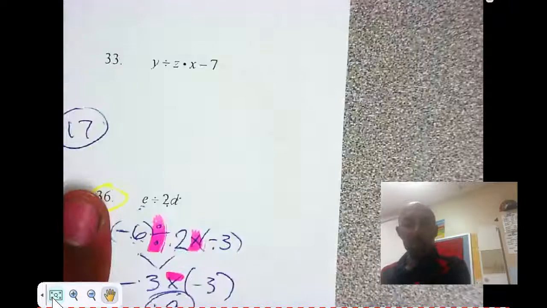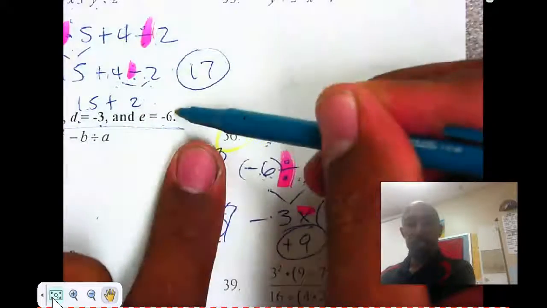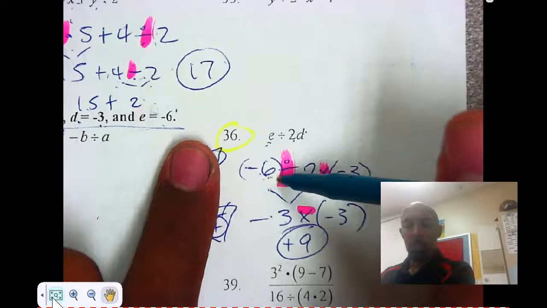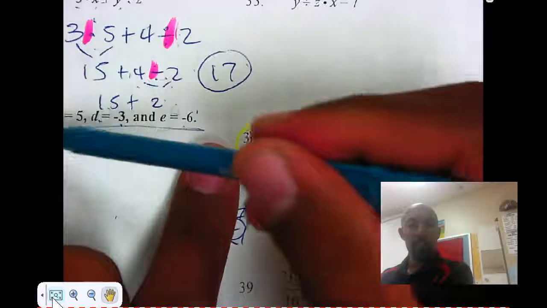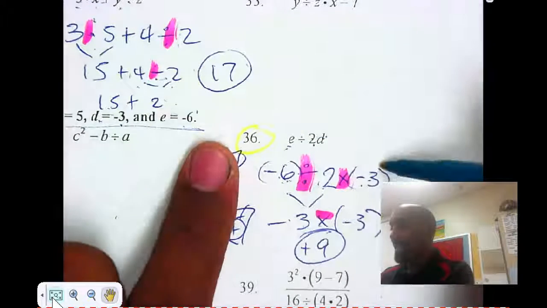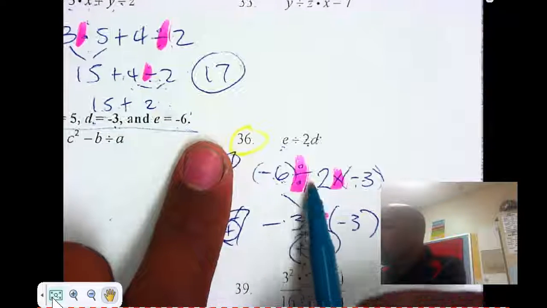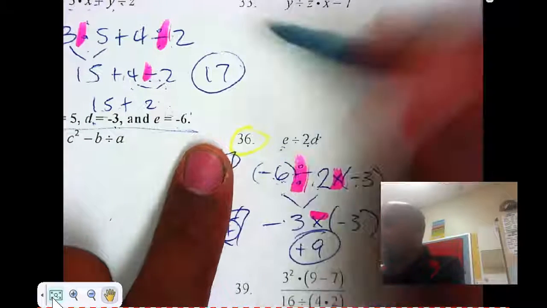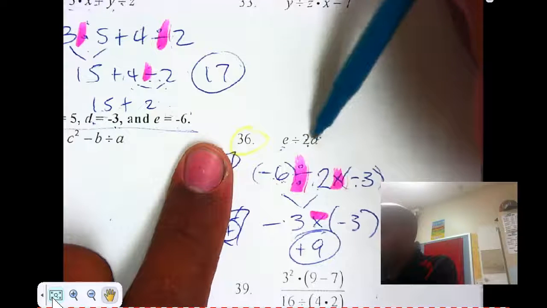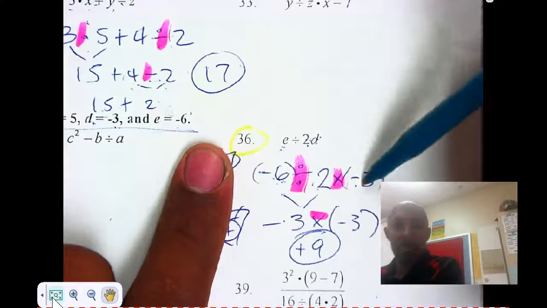Okay, now on this one, again I have to plug in the numbers. So I plugged in the negative 6, it goes here. And anytime I have a negative number, I'm going to put parentheses. Then the d was negative 3. And again, I'm going to put in parentheses because I have a negative. Now remember, we have a number and a letter, so that means right here it's multiply. So it's 2 multiply negative 3.